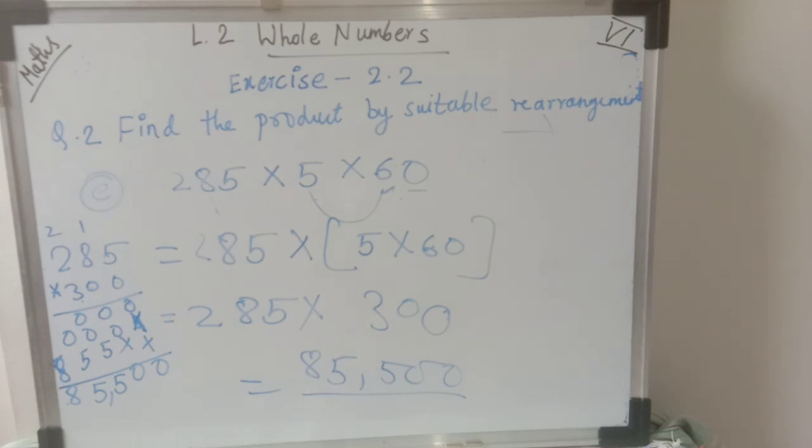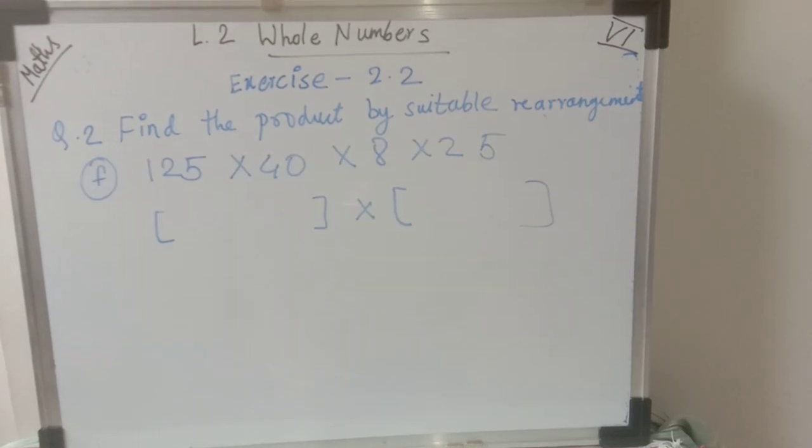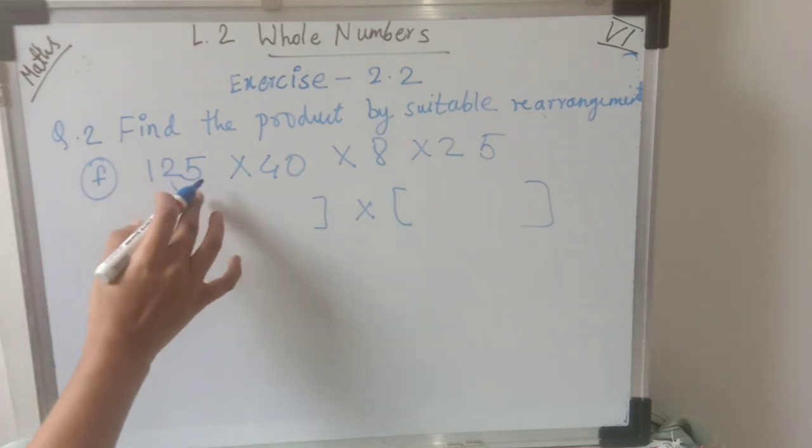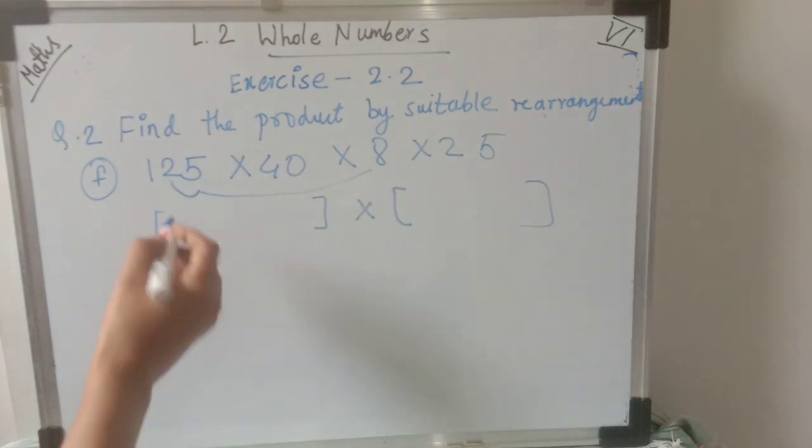Now students, here again 4 whole numbers are there. So what we have to do, we have to see their places. Okay, we have to see the last digit. So here what I will do, first vice versa I will take, here first number I will multiply with the 8.